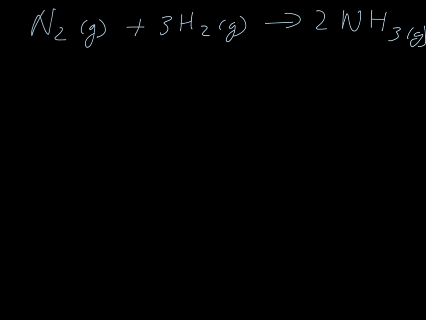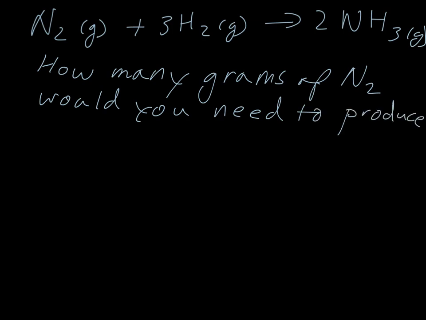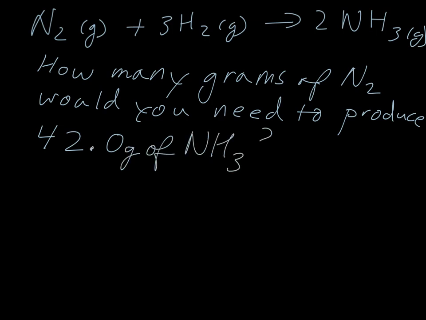Okay. I don't know about you, but I'm bored with oxygen. You know, that just sounds wrong. But we've looked at nothing but reactions that have oxygen. So here's one without oxygen, just for us to try something different. And let's answer the question: How many grams of nitrogen would you need to produce 42 grams of ammonia?